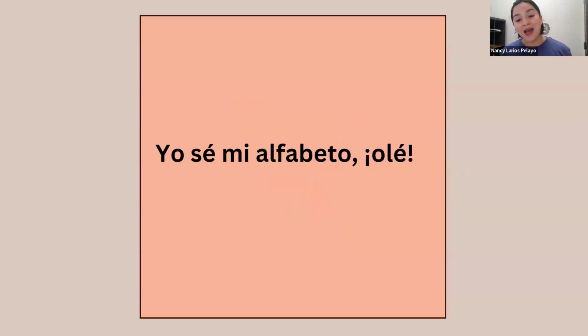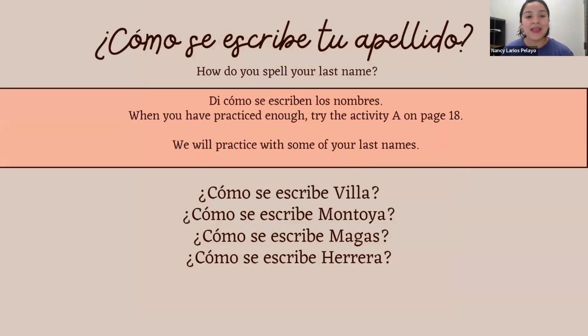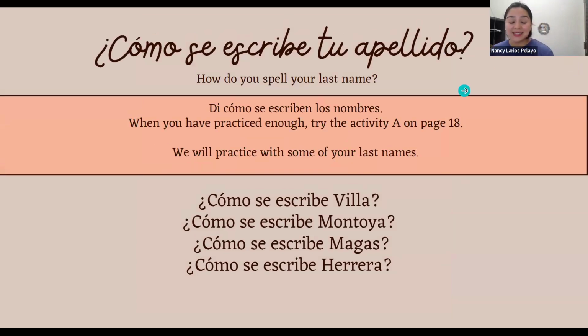So that means I know my alphabet. All right. Ole. Okay. And so, why do we need to know the alphabet? Again, it helps us with reading a word or just reading a sentence or a paragraph, but you also need to know how to spell, right? Be able to spell your last name. For ejemplo, ¿cómo se escribe tu apellido, right? How do you spell your last name?